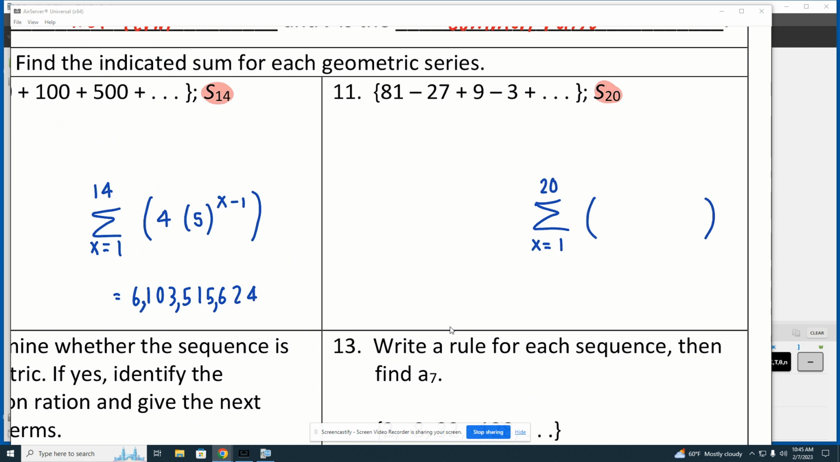A sub 1, 81. R, okay, I got to find that. R is second term. Be careful, what's the second term? Negative 27 over first term, 81. What does that break down to? Negative 1/3. So you plug negative 1/3 in here, raised to the x minus 1 power. And you literally just type it right in.